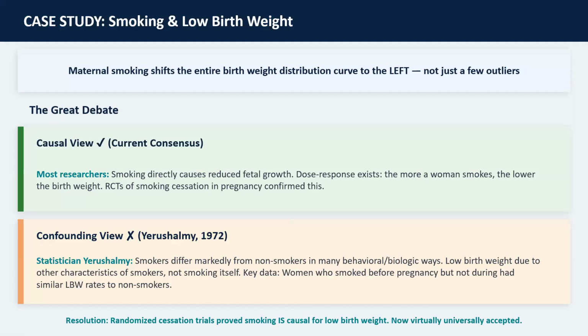Next is maternal smoking, which shifts the entire birth weight distribution curve to the left. So the great debate: in the causal view, smoking directly causes reduced fetal growth. A dose response exists: the more a woman smokes, the lower the birth weight. An RCT of smoking cessation in pregnant women confirmed this. And the confounding view is that smokers actually differ from non-smokers in many behavioral or biological ways. Low birth weight is due to other characteristics of smokers themselves. Women who smoked before pregnancy but not during had a similar low birth weight rate to non-smokers.